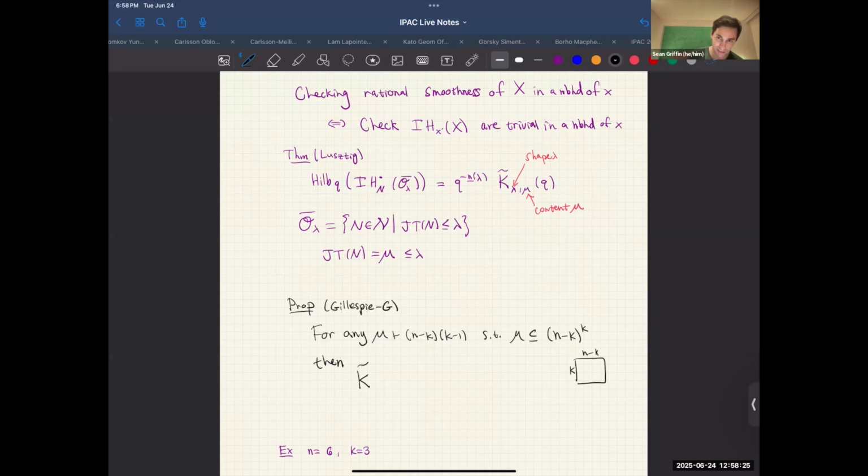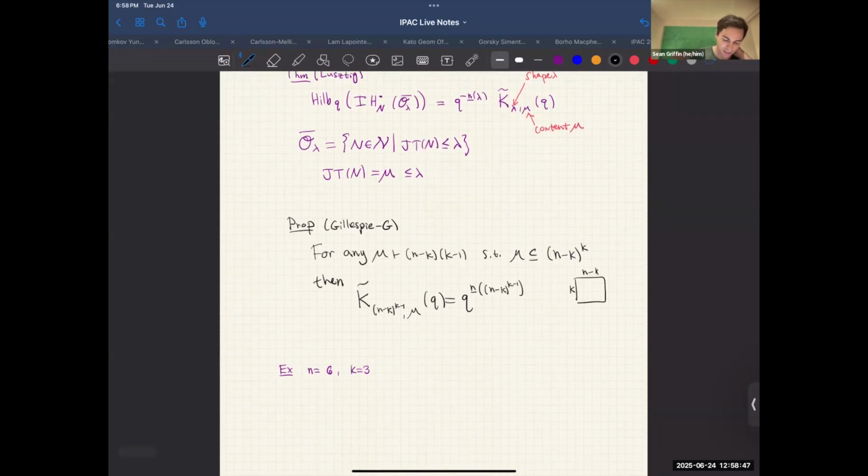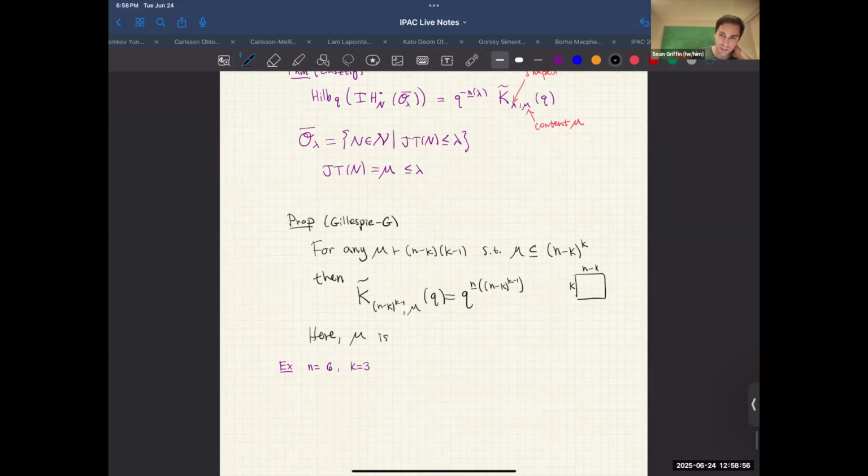So these K tildes for the rectangle are just a single power of q given by the n statistic of that rectangular shape. And the significance of the mu is that mu is the possible Jordan types you could get, of the action of n on this quotient space.